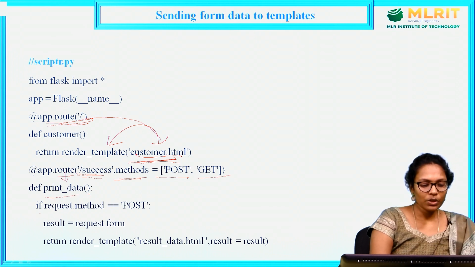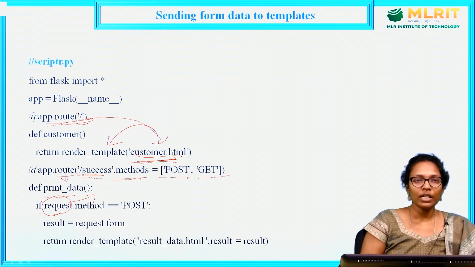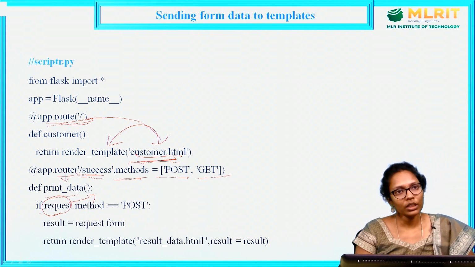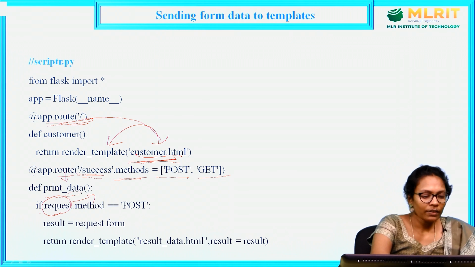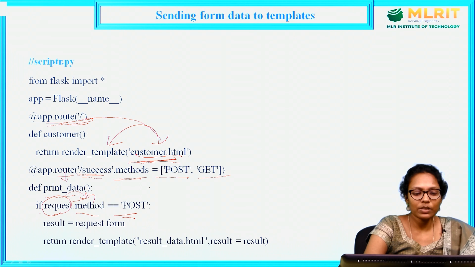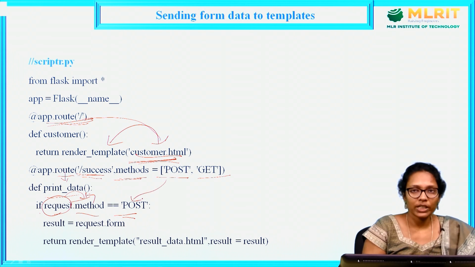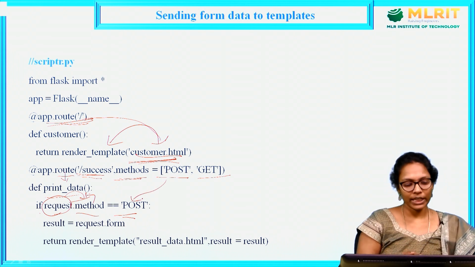If request.method, what is this request here? Request is a predefined object, which contains the information about the request. In request, we have an attribute called method. So if request.method is equal to post, only then I am proceeding further. If the method is get, I am not writing any code here.